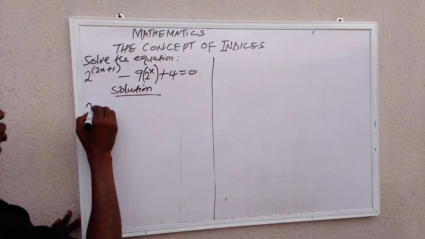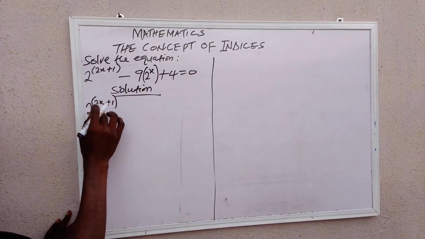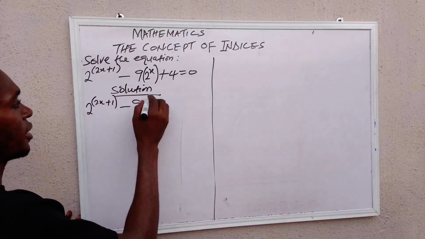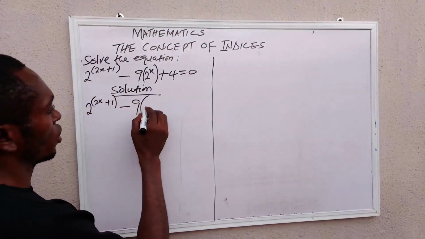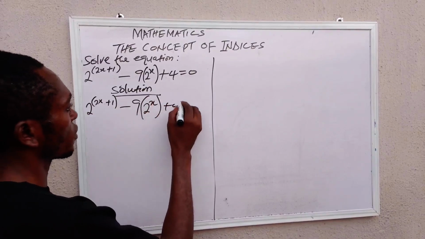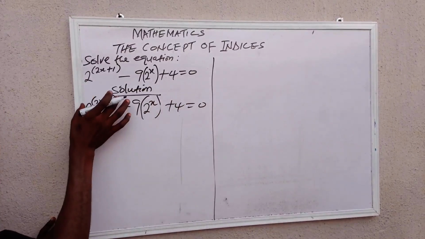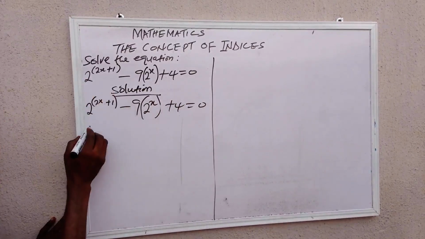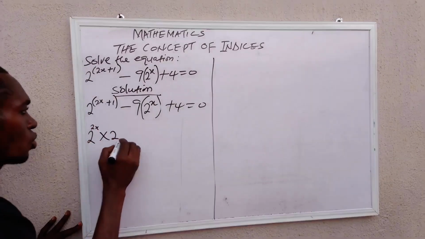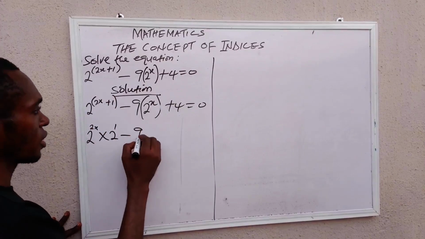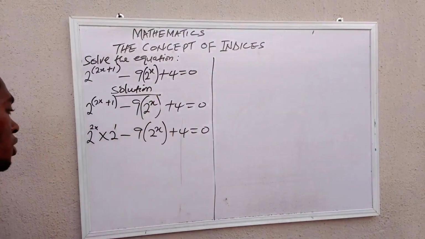We'll repeat the question: 2 raised to the power of (2x + 1) minus 9 (okay, this is x here) (2 raised to the power of x) plus 4 equals 0. So what you do is you interpret this. The interpretation of this means it is 2 raised to the power of 2x times 2 raised to the power of 1 minus 9(2 raised to the power of x) plus 4 equals 0. This is what it means.